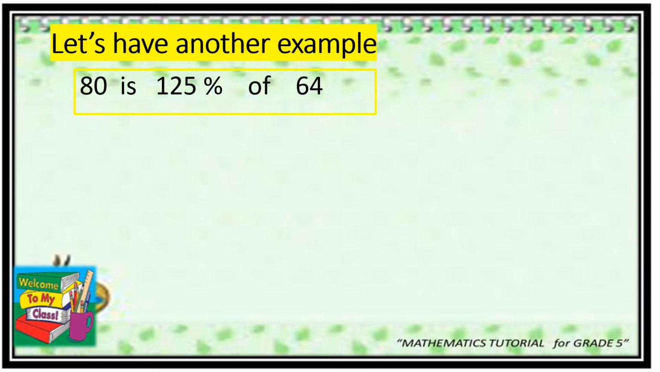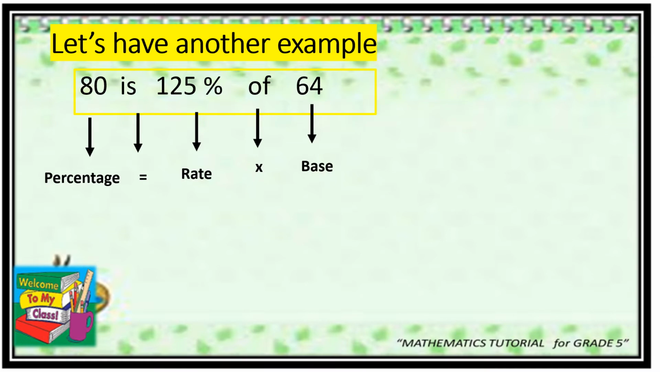80 is 125% of 64. Let us translate the given. 80 represents percentage. Is means equals. 125% means rate. Of, that is times. 64, it is the base.